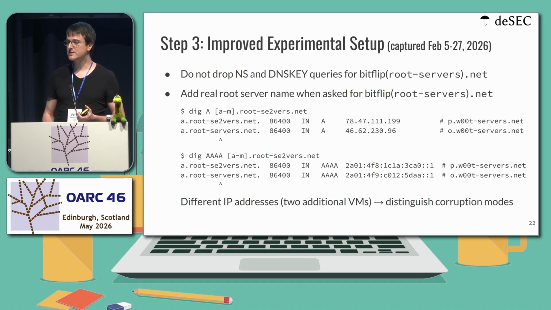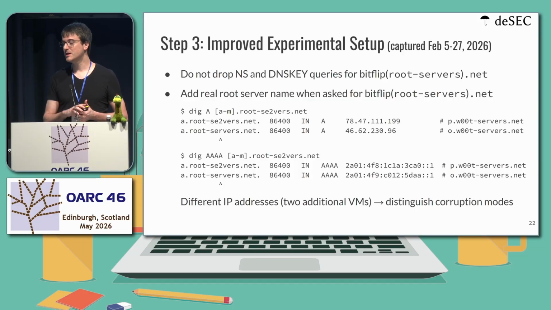And also we added a real root server name when asked for a bitflip name on a different IP address. So for example, if you ask for the address of a.root servers, whatever, something bitflip.net, we would respond with the query name, so that's the first line in the response, and some IP address, which is some VM, where we serve the real root zone and record traffic.